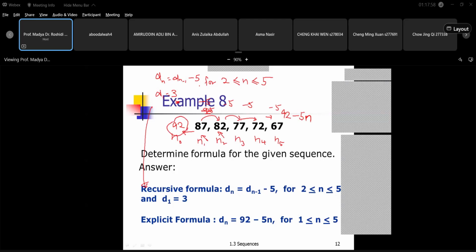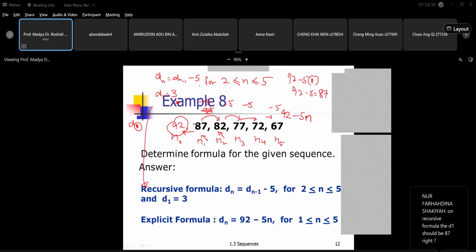Based on the location. For example, in order to find the next value, for example n1 here, it will be 92 minus 5, because n equal to 1. So for example here D1. So D1 is 97. Because here the first location is 1, so 92 minus 5 times 1, it will be 5, equal to 97. So fulfill 97.